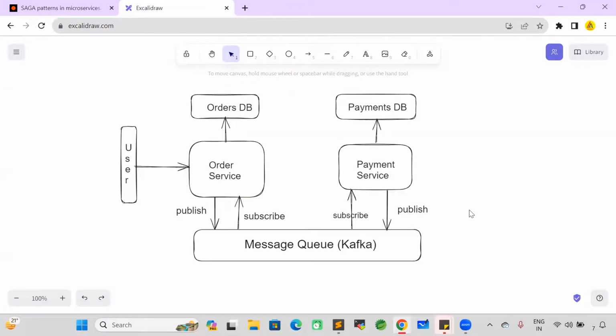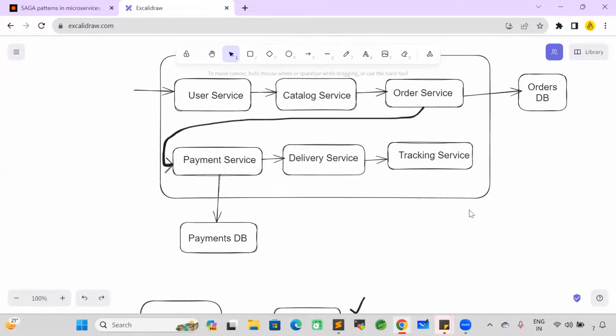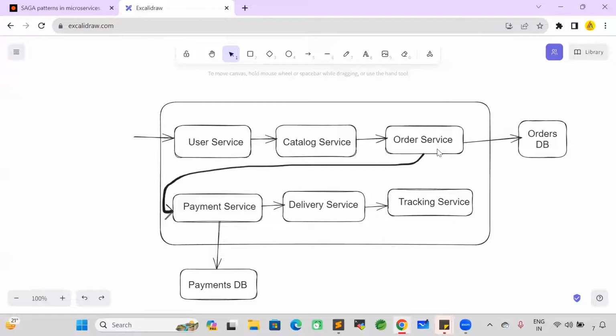But when it comes to microservices, right? Orders is one service running on a separate server. It will maintain its own database. Okay. And payments will be available in a separate service. It will maintain its own database. First, the order will be placed, then payment will start. If the payment is a success, then the order should be confirmed. If the payment is a failure, the order should be failed.